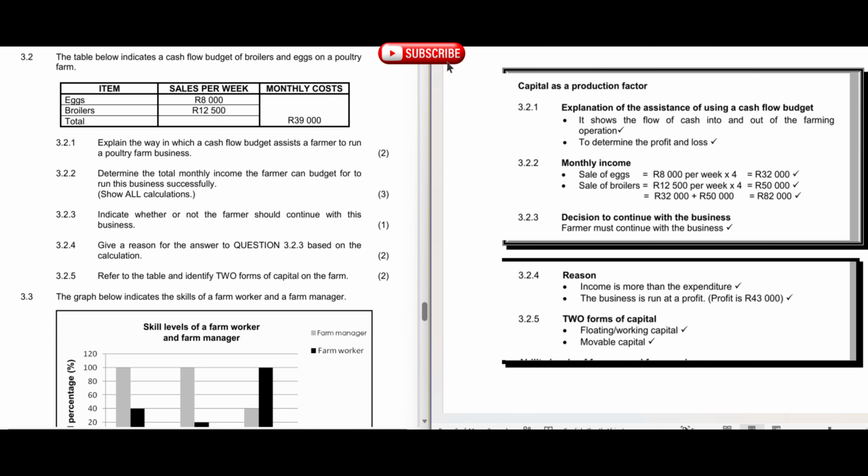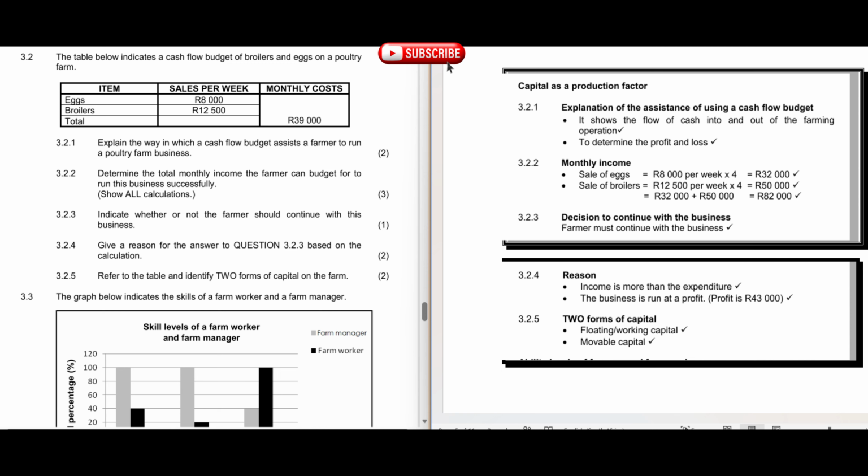3.2.1 Explain the way in which a cash flow budget assists a farmer in running a poultry farm business. It shows the flow of cash into and out of the farming operation to determine the profit and loss. 3.2.2 Determine the total monthly income the farmer can budget for to run this business successfully. Show all calculations. We calculate the monthly income, so we assume that a month consists of 4 weeks. We need to agree that a month consists of 4 weeks.